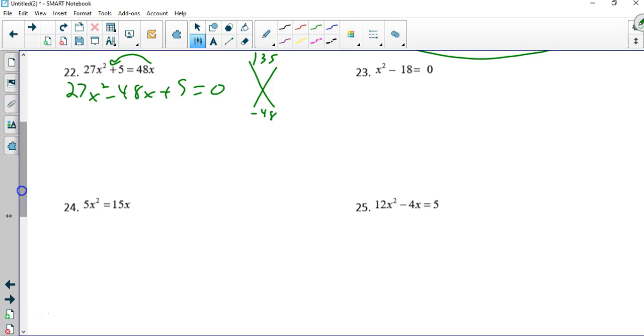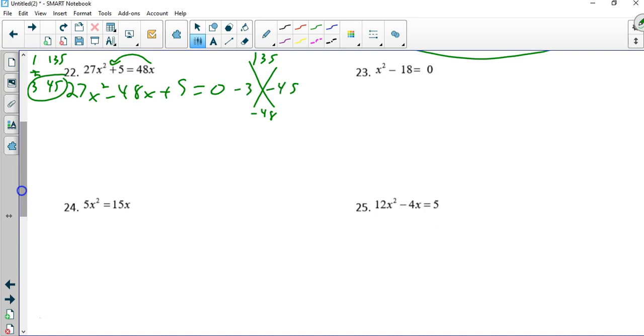And you start breaking it down, 1 times 135. 2 does not go into 135. 3 times 45. And there, bingo, we've already got it. Because we want two numbers that add up to negative 48. So they're both going to be negative.